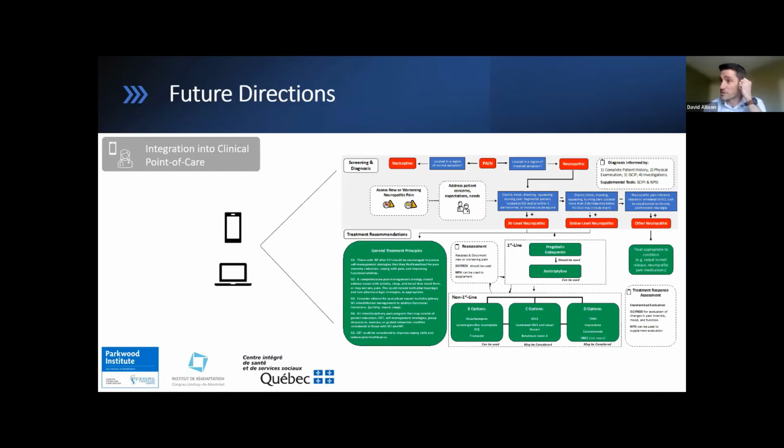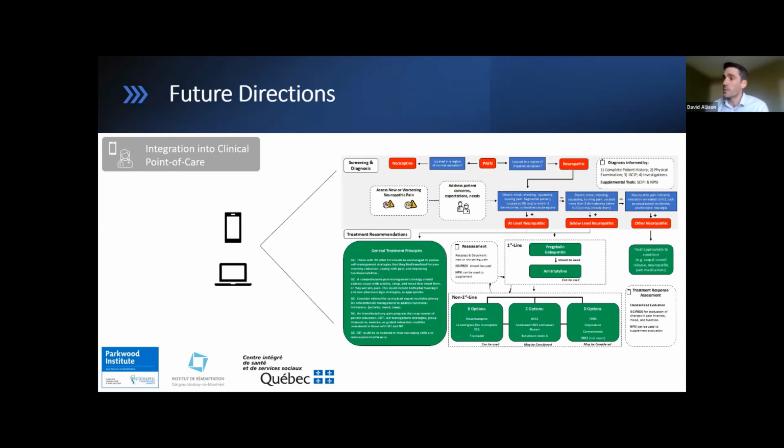There will also be prompts for assessing new and worsening pain and those red and yellow flag conditions that I discussed. And then based off of the results from the screening and diagnosis, it can take you through a specific treatment program where it will recommend which treatments should be tried.